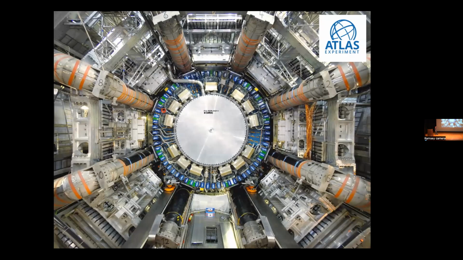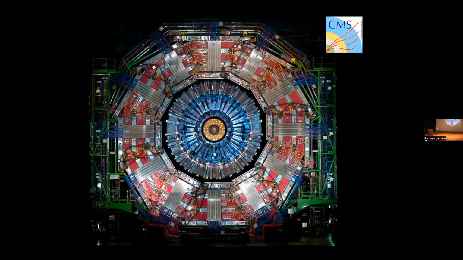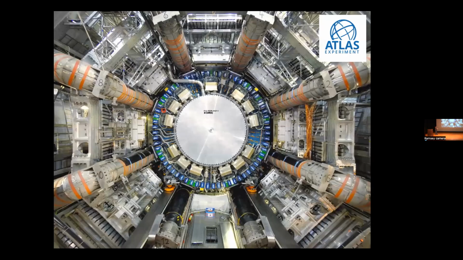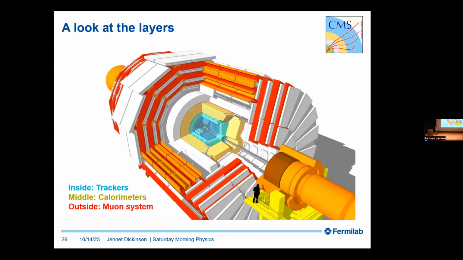The big difference between ATLAS and CMS is ATLAS is much larger and has a very different magnetic configuration. So CMS has a magnet here. ATLAS has a magnet here. And then also all of these things with orange tape are magnets. Toroidal magnets. But both of these detectors are constructed in roughly the same way.